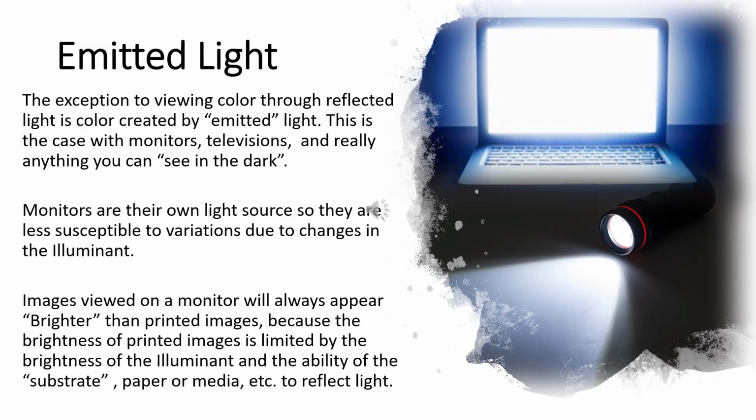The exception to viewing color through reflected light is light and color that's created by the emittance of lights. This is the case with TV screens, monitors. Think about anything that you could see in the dark, it's creating its own light source. Because they're creating their own light source, they are much less susceptible to variations in color due to an illuminant.